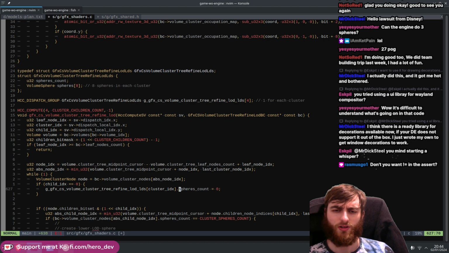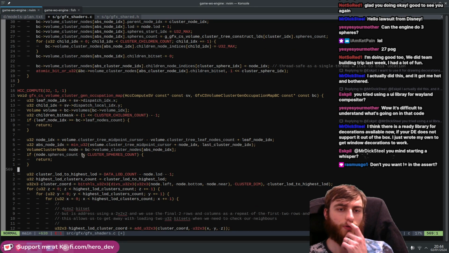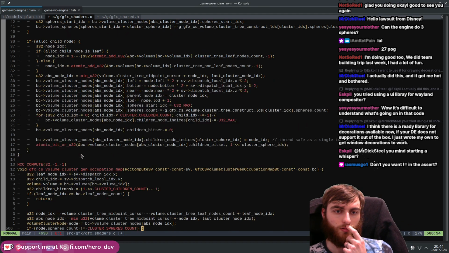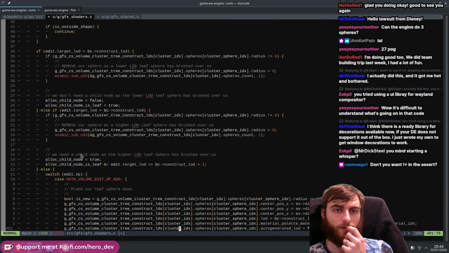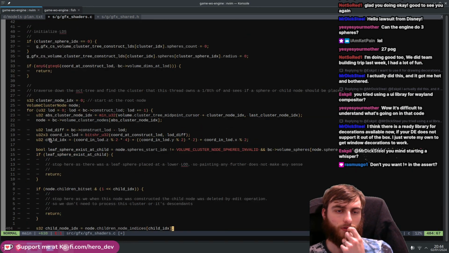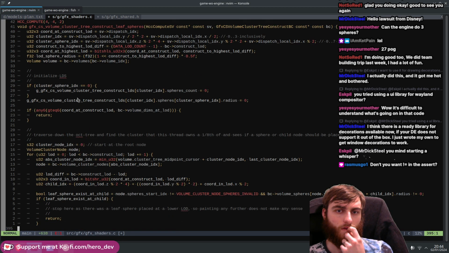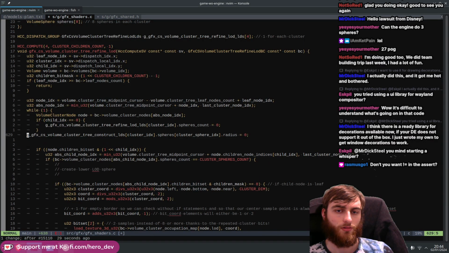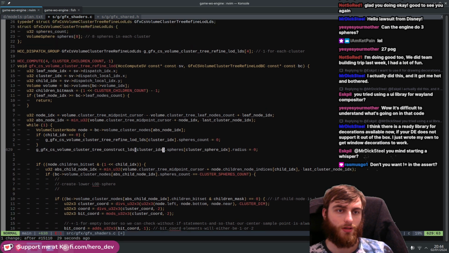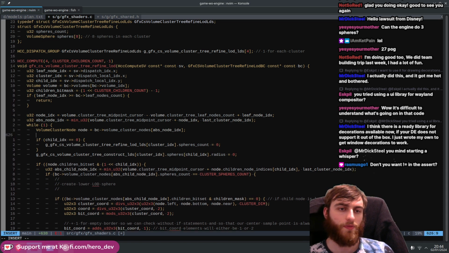Do we need to zero initialize all the spheres as well? What did I do in that? Because you get one thread to do it, so it can all just be done in one line of code. Did we do that in the previous one? Yeah, we did. We just set the radius. Gotcha. Child index is what we call it here. Right, so we set up the LDS there.